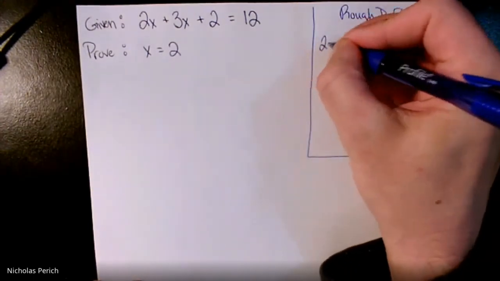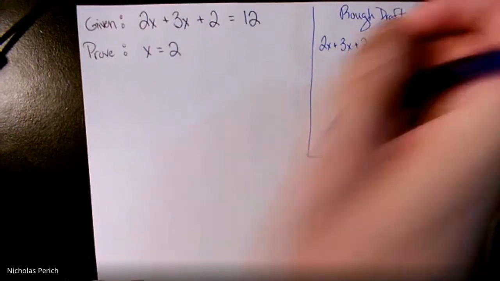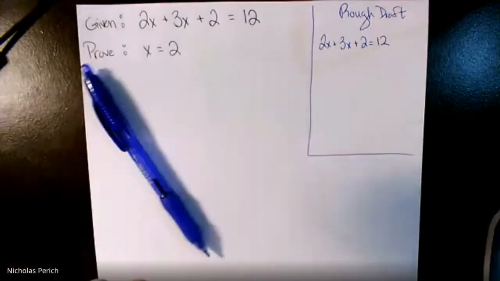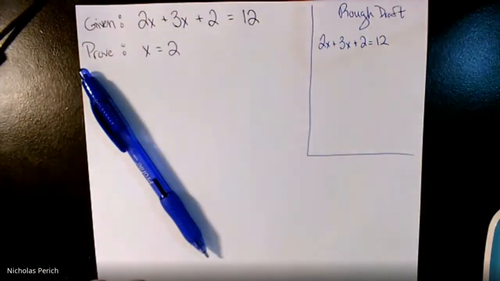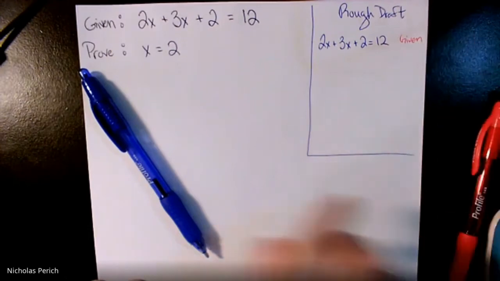So this is kind of what I'm talking about. I'm going to take my problem, I'm going to show my steps, and give little reasons along the way. All right, so let blue be the work that I do, and red be my reasons, okay, given.